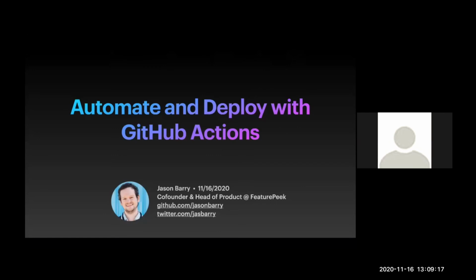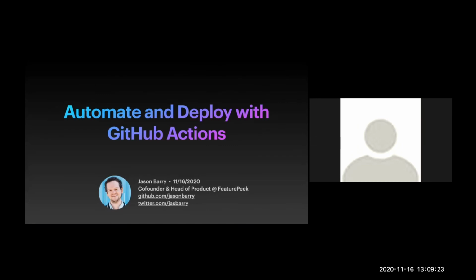So today we're going to learn how to automate and deploy with GitHub Actions. My name is Jason Berry. I'm a co-founder and head of product at FeaturePeek. FeaturePeek is a deployment preview platform. If you don't know about it, check it out at featurepeek.com.